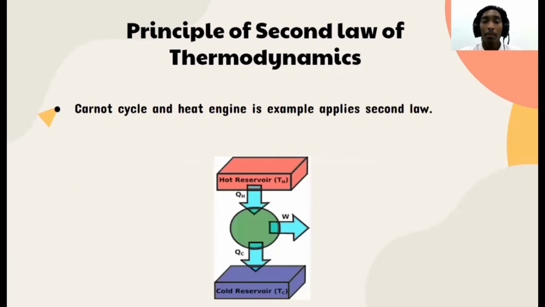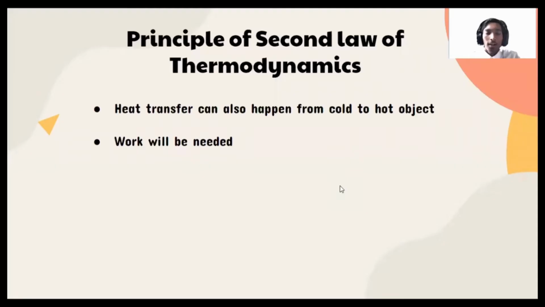Examples of applications that use the second law, other than the refrigerator, are the Carnot cycle and the heat engine as well. Other than that, heat transfer can also happen from a cold to a hot object, area, or reservoir. This might be seen as disobeying the principle of the second law, but it doesn't. In order to transfer the heat energy from a cold to a hot object, area, or reservoir, work will be needed. And the work will be done by a part of the system using the energy that is supplied to the whole system.